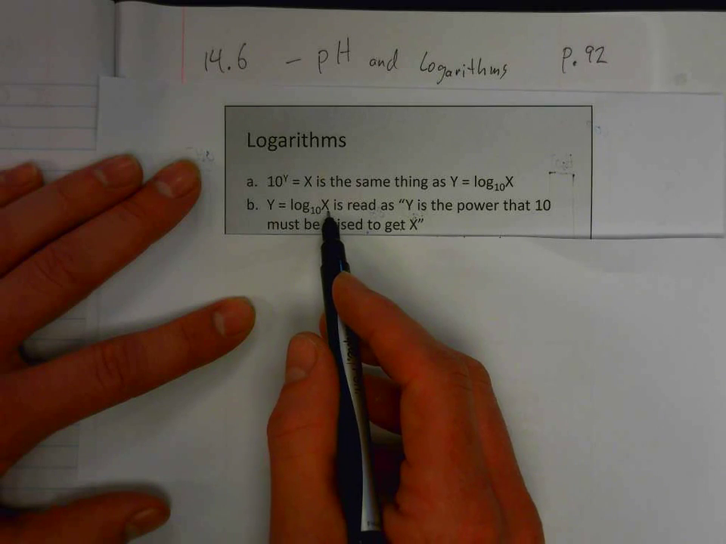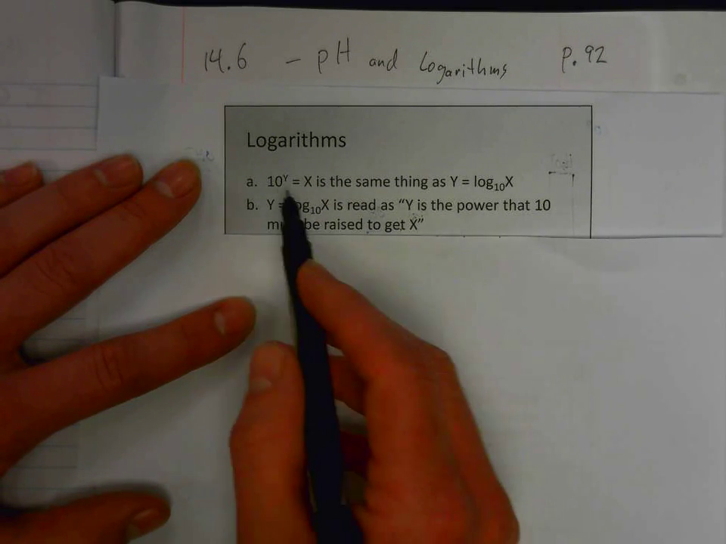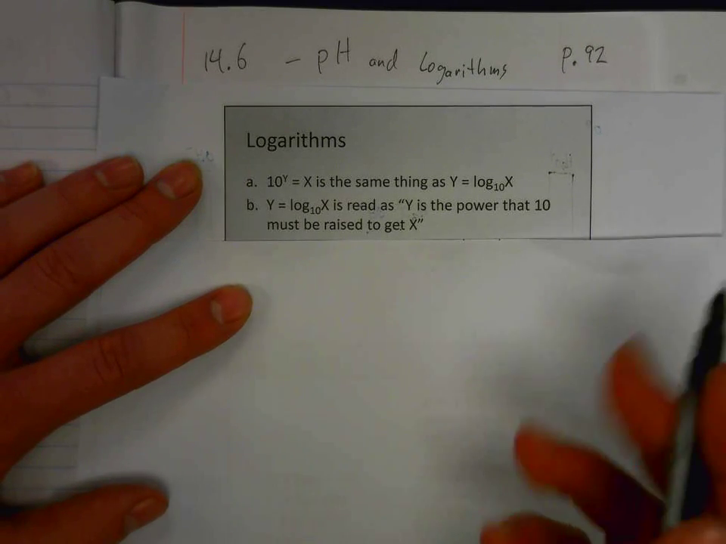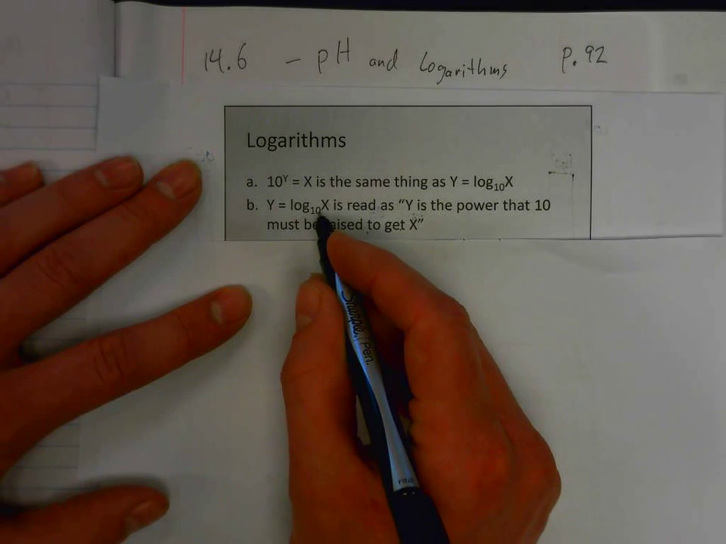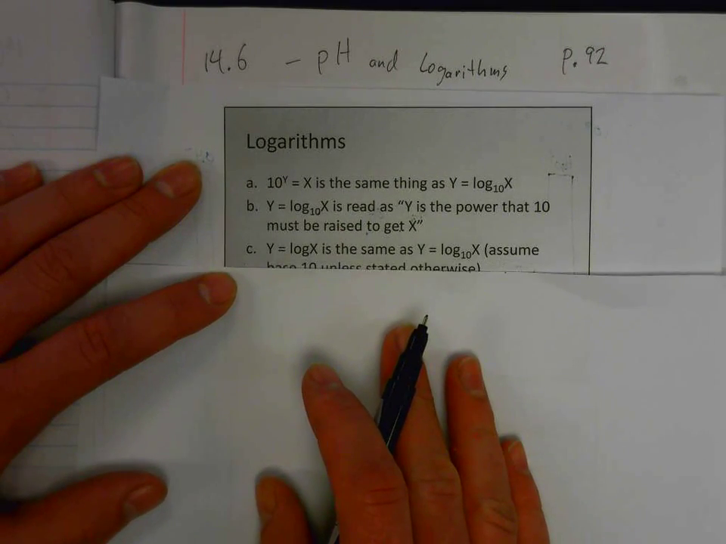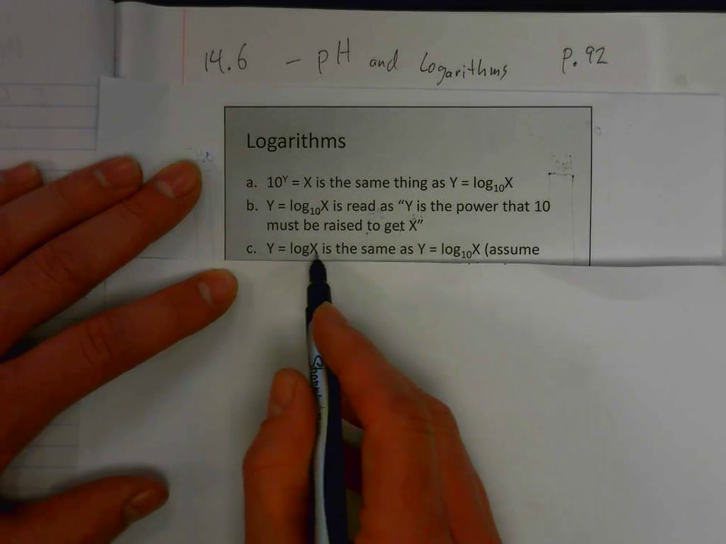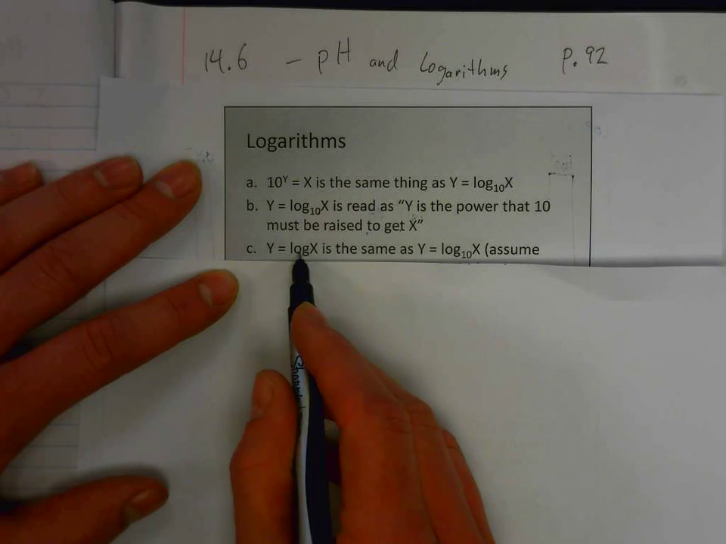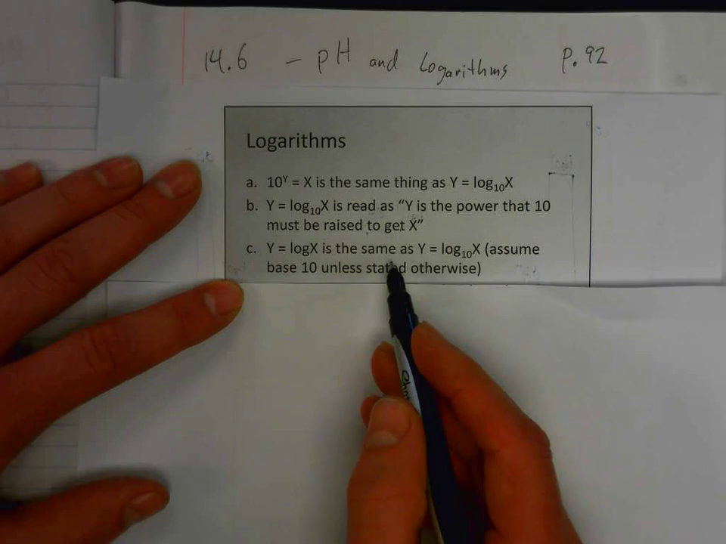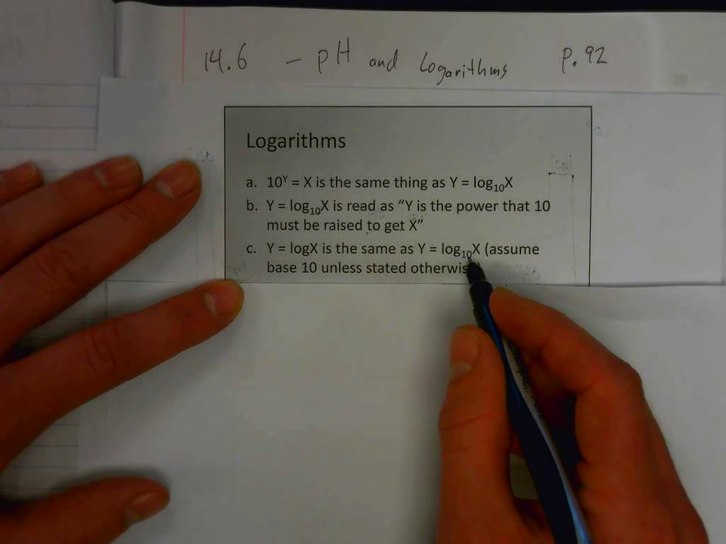Now, the number down here is the base, and it corresponds to this number. Often that number is not written, so when this is written, y equals log of x, the 10 is understood to be there. So this is understood to be base 10 unless it's stated otherwise. Let's try a few examples with logarithms.